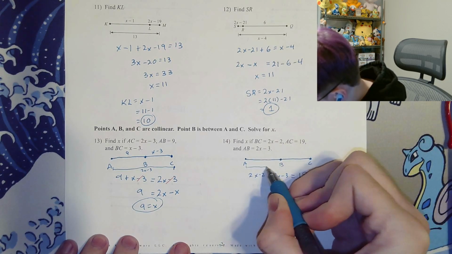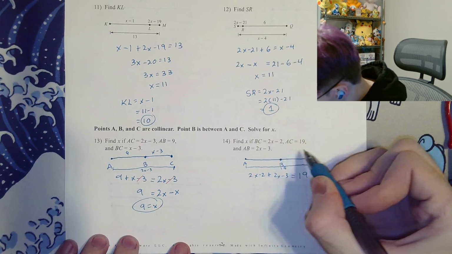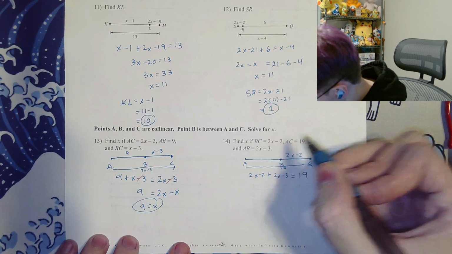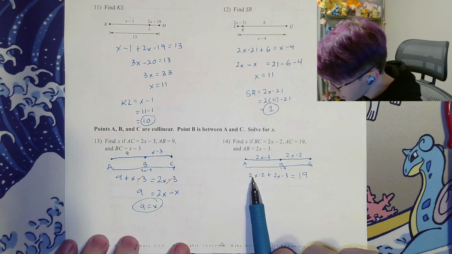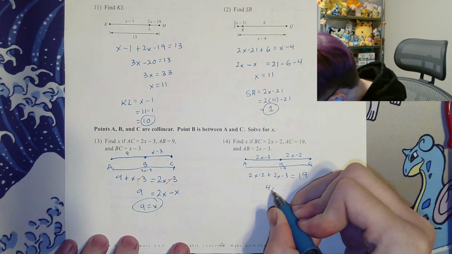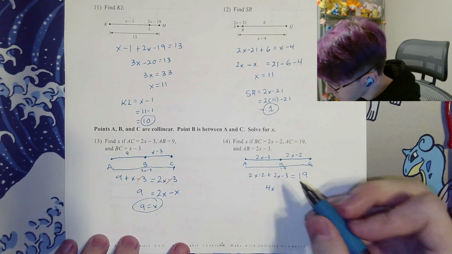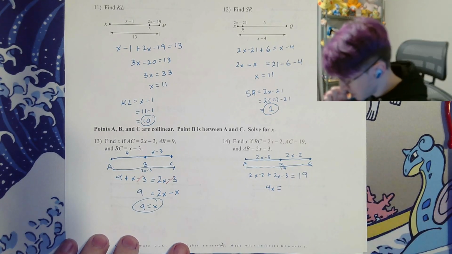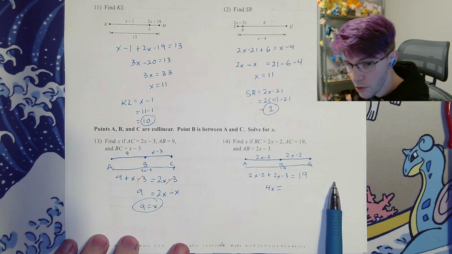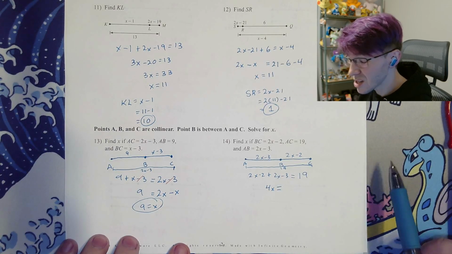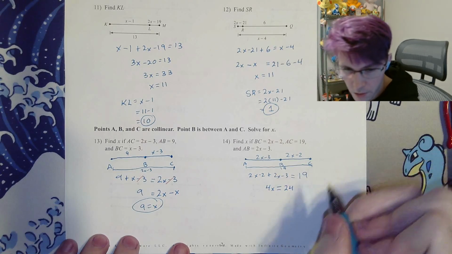AC, again, is that whole length from side to side, 19. The BC is 2x minus 2, and the AB, 2x minus 3. Regardless, we have a 2x, and a 2x is a 4x. And the negative 2 minus 3, we're moving those to the right-hand side. We're going to show as little work as possible on this one. The minus 2 and the minus 3 move to the right-hand side. It'll be a plus 2 and a plus 3. Adding 2 and adding 3 is just like adding 5. 19 plus 5 is 24.